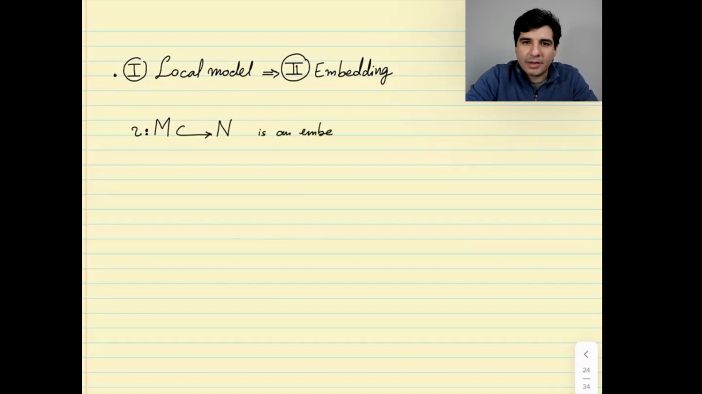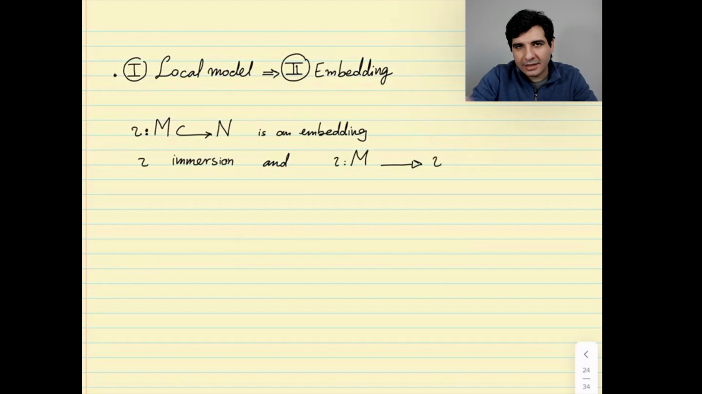So what was the definition of embedding? An embedding is an immersion. The first thing we learned about embedding is that it is an immersion. And the second thing we learned is that if we restrict the codomain to exactly the image, so rather than taking the whole N, consider iota of M inside N, this map should be a homeomorphism. So if this map is a homeomorphism and iota is an immersion, iota would be an embedding.